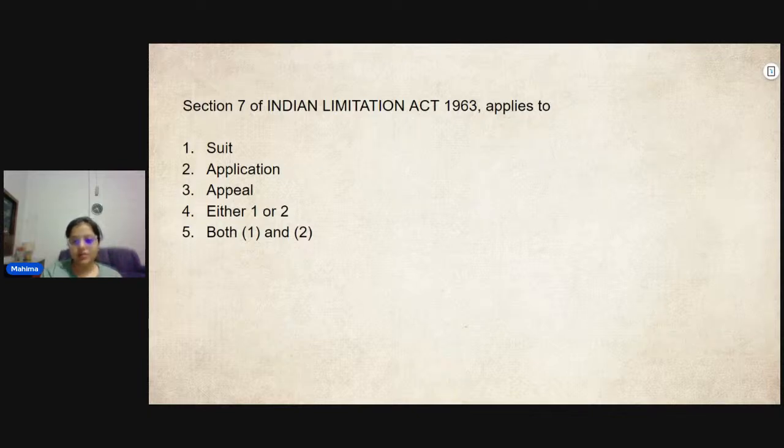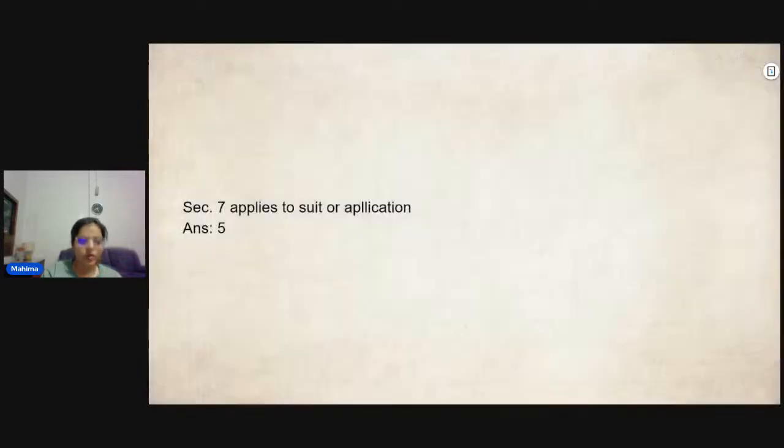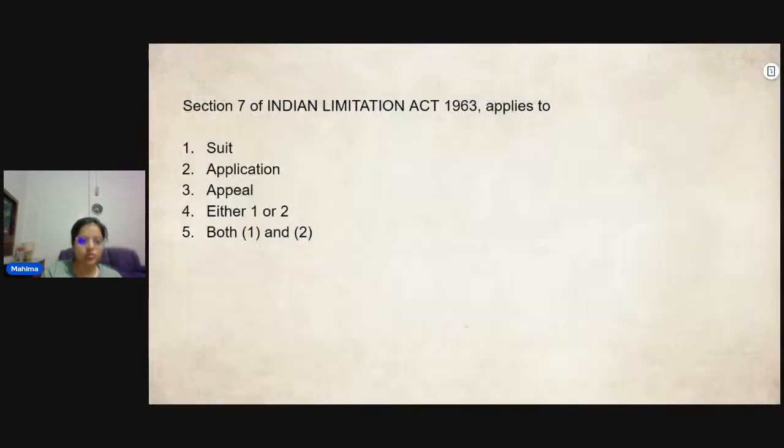See, management of the joint family property. Yes. It does not mean it also excludes movable property. You guys are saying this. Okay, the correct answer is both option number 5. Everyone is right here. Pritika was right. Divya was right. Shubham was right. It applies to both 1 and 2, suit and application.